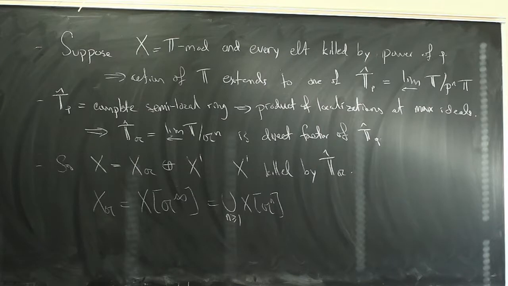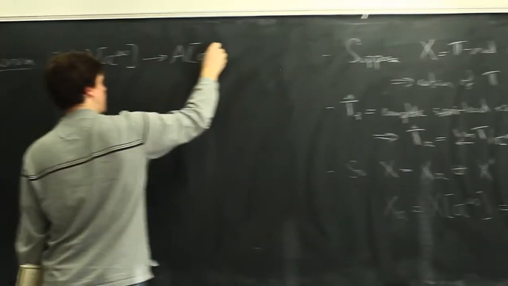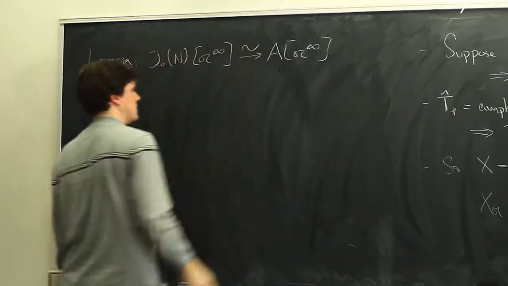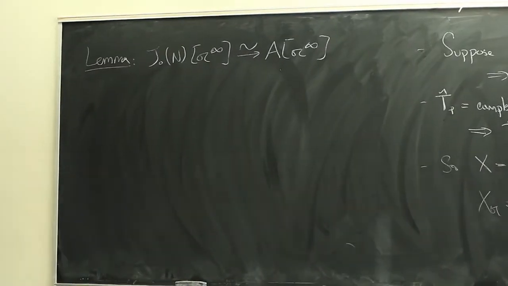Okay, so here's what we wanted to get to. The statement is that if you look at the Jacobian and you look at its A infinity torsion, this maps to the A infinity torsion in A. And the statement is that this is an isomorphism.